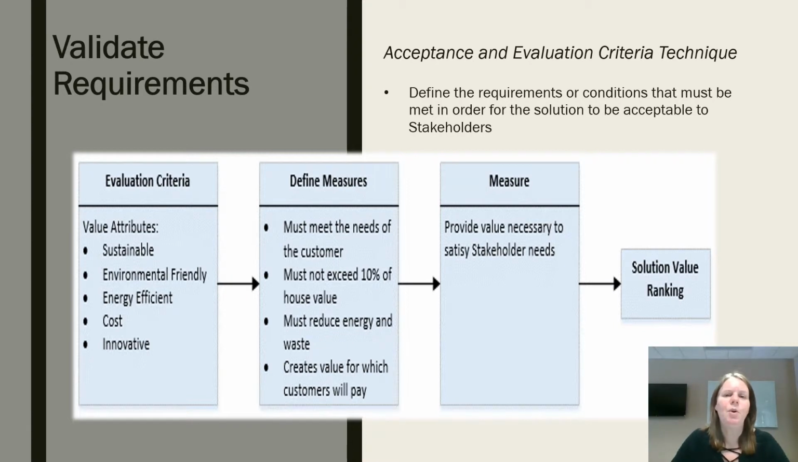The purpose of the Validate Requirements task was to ensure that the requirements and designs align to the business requirements and support the delivery of the needed values. The acceptance and evaluation criteria technique lists the value attributes. Listed were the assumptions about what the customers are looking for and the benefits that stakeholders assumed will result. The defined measures provided a way to determine if features provide value necessary to satisfy the stakeholders' needs. Requirements that receive a low ranking were a candidate for elimination.